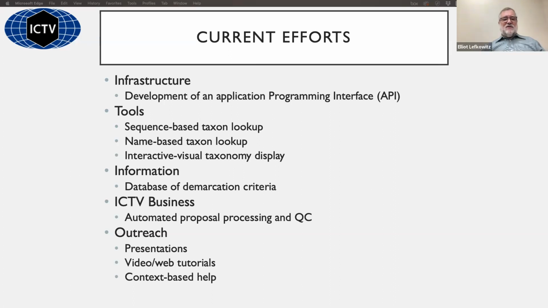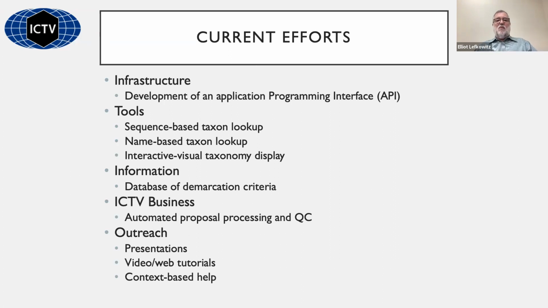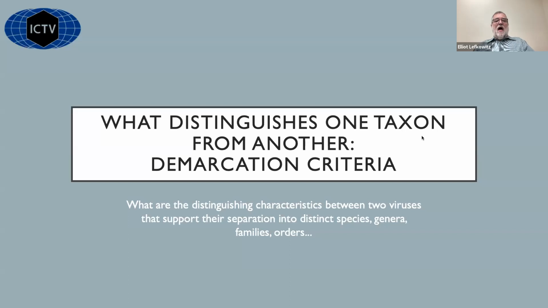So I talked about all the current efforts that we've been working on, and pretty much those are reflected in the website that I just showed you. So now I want to talk about some of the other ongoing projects that we have. And Jim asked the question, what distinguishes one taxon rank from another? How do we categorize viruses or groups or other ranks into all of the different ranks? And the way that's done is with demarcation criteria.